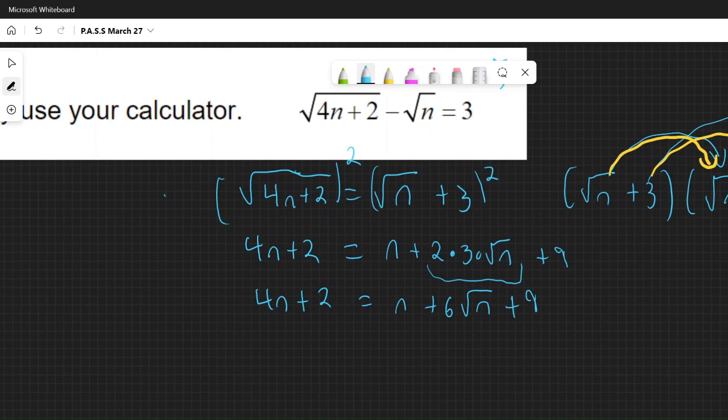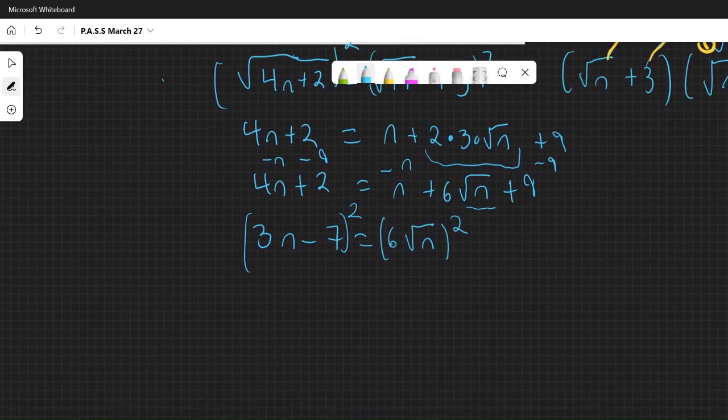And now we still have a square root right here, and we want to get rid of it, so I'm going to move everything over to the other side. So I'm going to subtract n and subtract 9 from both sides. So we have 3n minus 7 equals 6 square root of n. Now, to get rid of this square root, we're going to square it one more time.